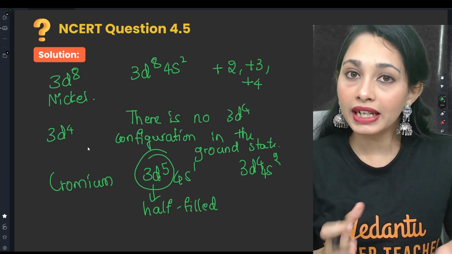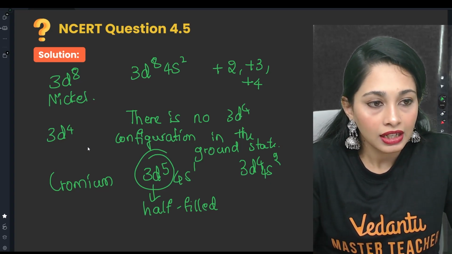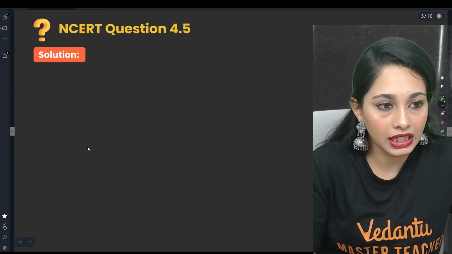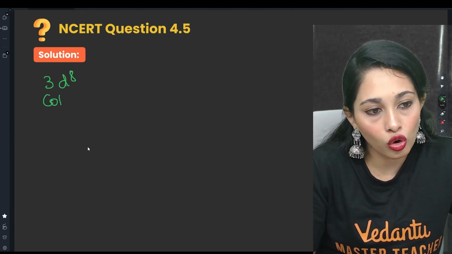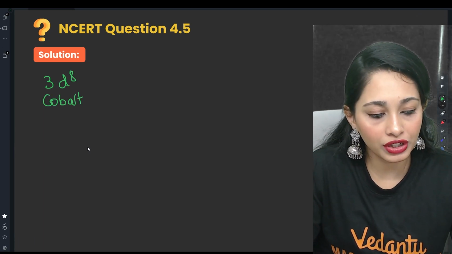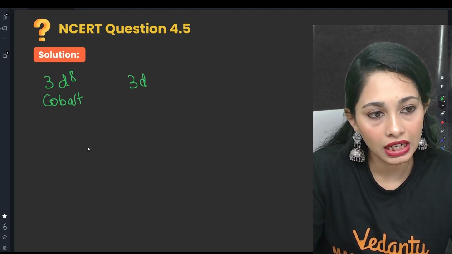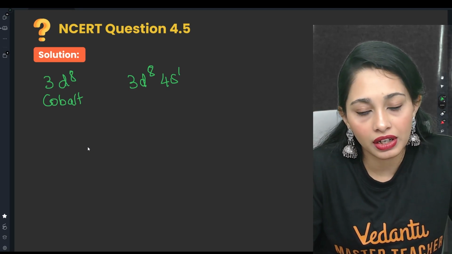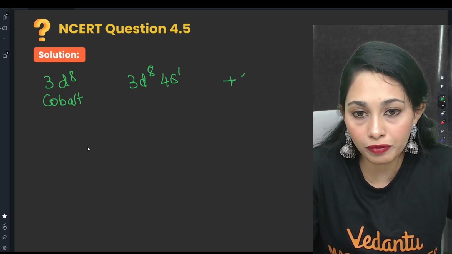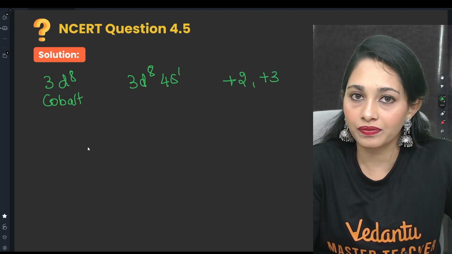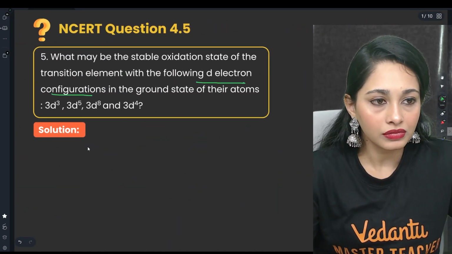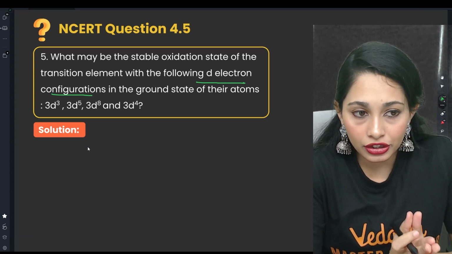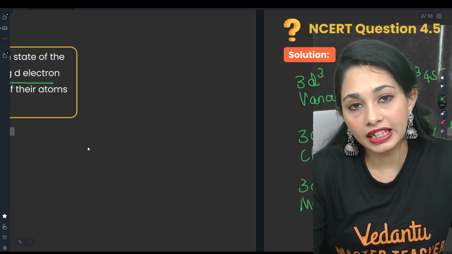So when it comes to 3d8, along with nickel, 3d8 is shown by cobalt as well. So what is the electronic configuration here? It shows 3d8 4s1. So it shows the stable oxidation states of +2 as well as +3. Okay. So yes, these are the stable oxidation states of the transition element with a d electronic configuration 3d3, 3d5, 3d8 and 3d4.